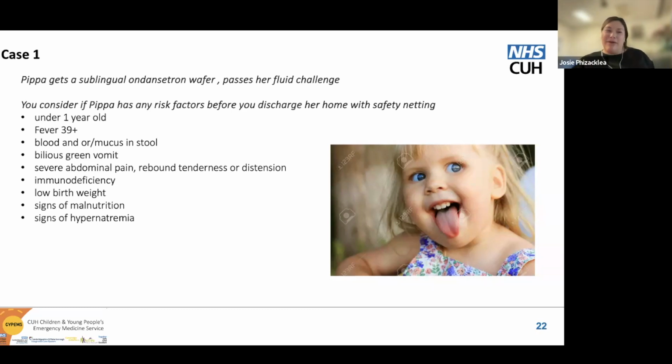Have they got blood or mucus, any bilious green vomit, any abdo pain or abdo findings, any immunodeficiency or comorbidities, low birth weight, malnutrition, or signs of hyponatremia? And I would just say it's not impossible for a gastroenteritis to trigger an appendicitis. So we've had a few cases where clinically the child had no sign of appendicitis, but just having a gastroenteritis, having an inflamed gut can develop into an appendicitis. So just make sure they're safety netted and aware of the fact things can change. So Pippa gets to go home.